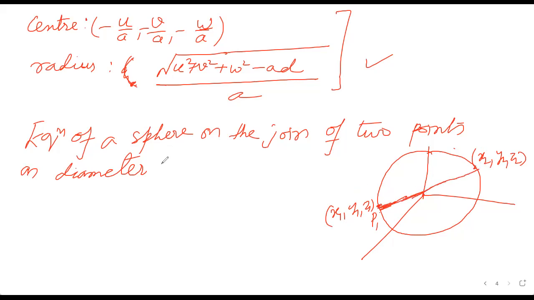On the join of two points as diameter, is it clear? It is some P1 and P2. So I want to find the equation of this sphere. Let us suppose P1 and P2 are given to you. So what will I consider? I will consider an arbitrary point P here, suppose whose coordinate is x, y, z.